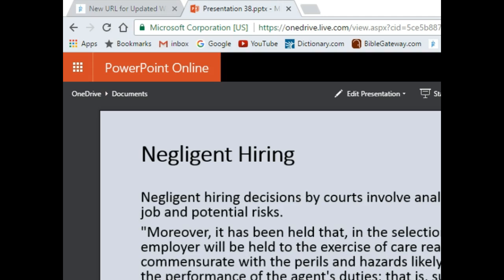Moreover, it has been held that in the selection of an agent, now the agent, of course, is the employee, an employer will be held to the exercise of care reasonably commensurate with the perils and hazards likely to be encountered in the performance of the agent's, now think of employees, duties, that is, such care as a reasonably prudent person would exercise in view of the consequences that reasonably would be expected to result if an incompetent, careless, or reckless agent was employed for that particular duty. End quote. What is that really saying?